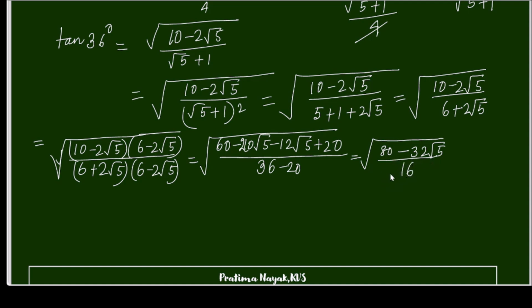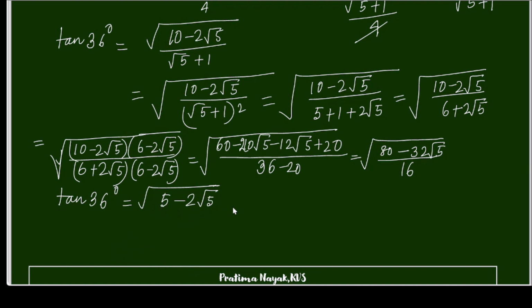So 16 will cancel with the numerator. So what I'm getting is tan 36 degrees. The final step equals, I'll cancel with 16, it will be 5 minus 2 square root 5. Now you can compare that we have got the result.